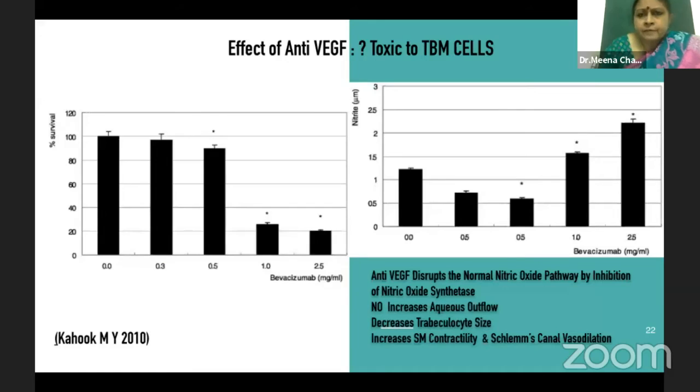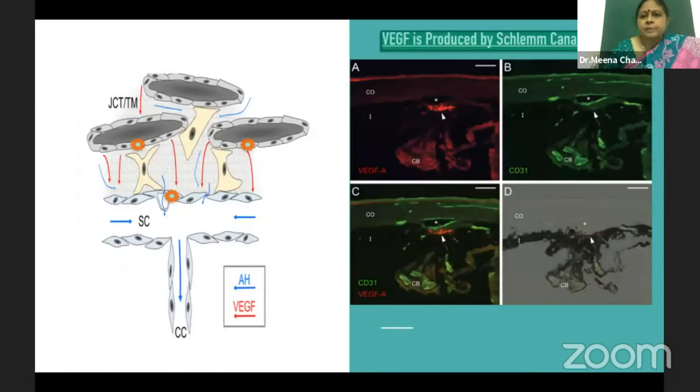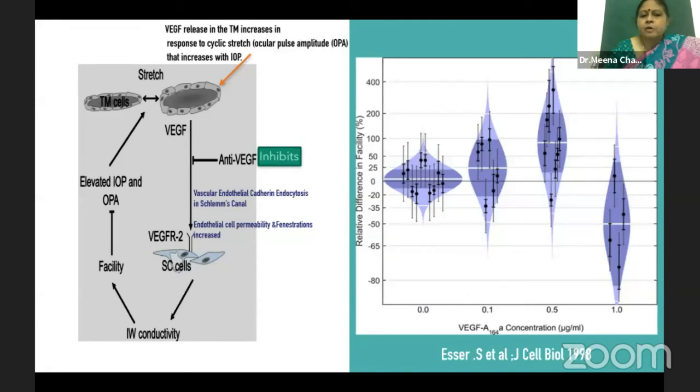The anti-VEGF that we use by itself is toxic to the trabecular meshwork cell by disrupting the nitric oxide pathway and inhibiting the action of nitric oxide synthetase. And we all know that nitric oxide is necessary to improve the facility of aqueous outflow. Hence, this has a definite toxic effect on the trabecular meshwork cell. There are definite VEGF receptors present in the wall of the Schlemm's canal, which are necessary for improving the facility of aqueous outflow.